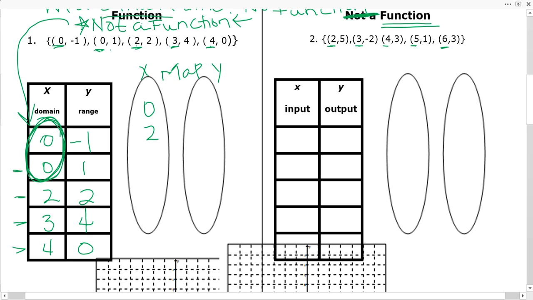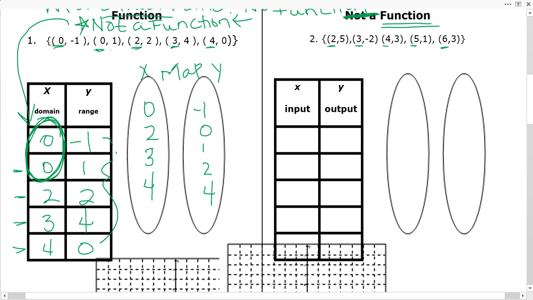I only write 0 one time. Even though it repeats, I only need to show it once. My y values are going to be -1, 1, 2, 4, and 0, but I need to put them in order from bottom to top, which is smallest to biggest. So I'm going to put -1, and then 0, 1, 2, and 4.